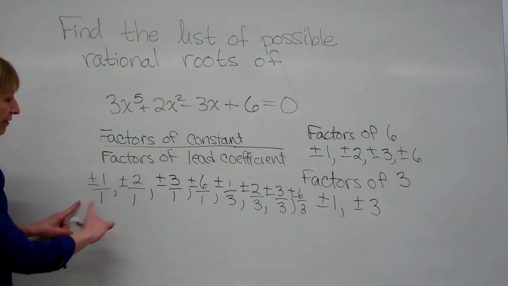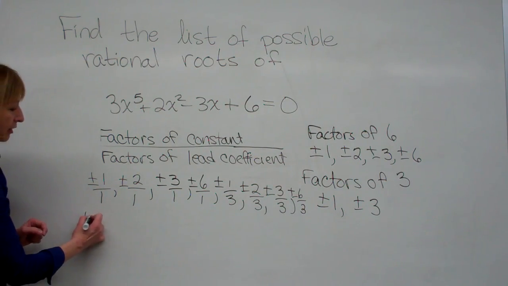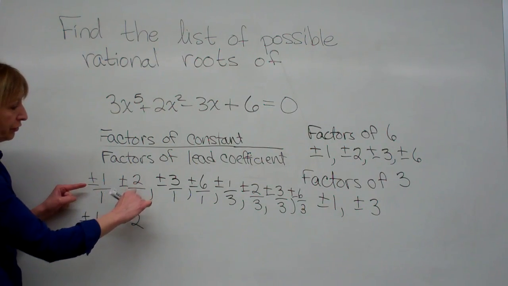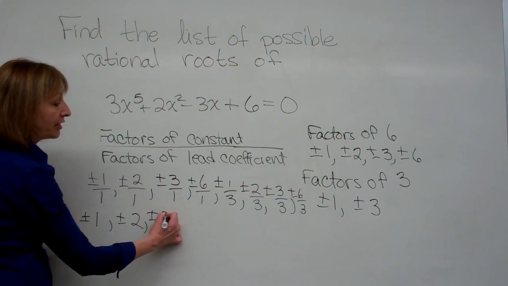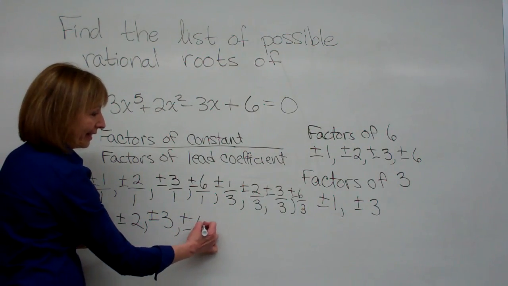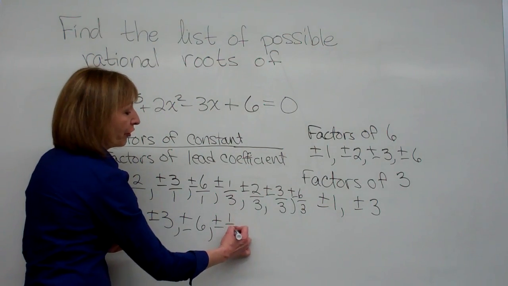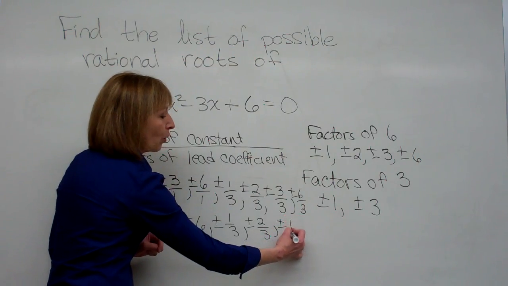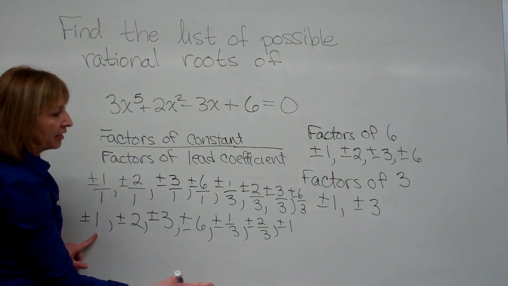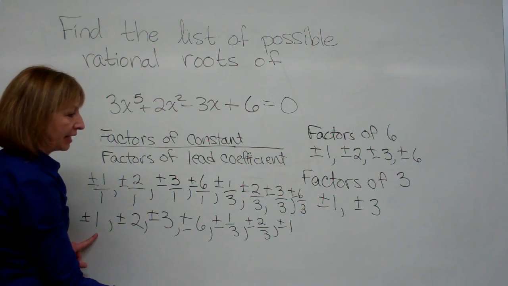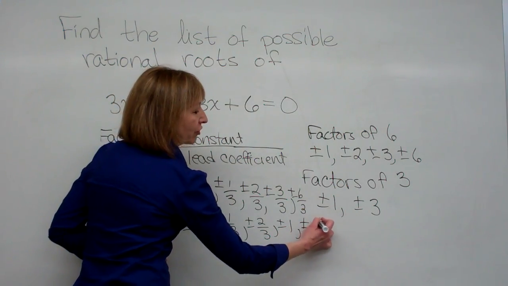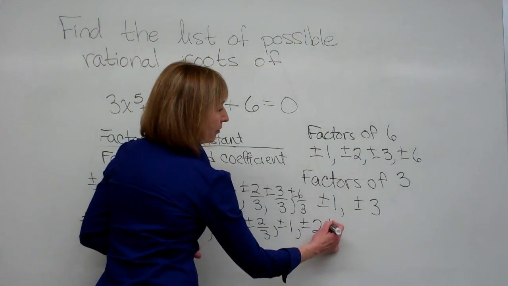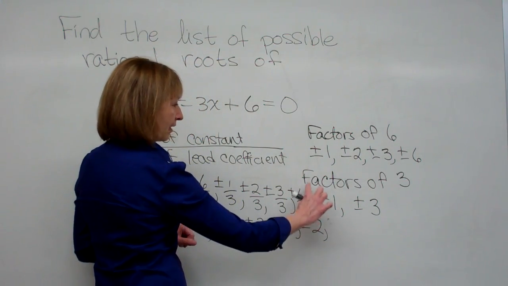Now let's see what we have in terms of simplifying the fractions. That's plus or minus 1, plus or minus 2, because 1 divided by 1 is 1, 2 divided by 1 is 2, plus or minus 3, plus or minus 6, plus or minus 1/3, plus or minus 2/3, plus or minus 1 again. We already had that, so we're not going to list it more than once in our final list. Plus or minus 2, again, is another one we already had. And then that's the end of our list.